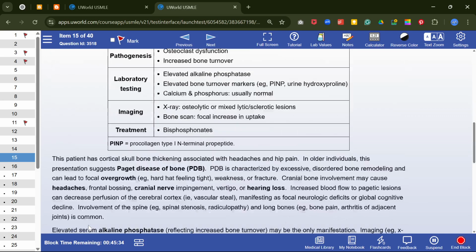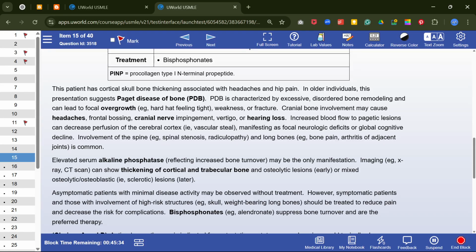Okay, it's Paget's disease of the bone. This patient has cortical skull bone thickening associated with headache and hip pain. In older individuals, this presentation suggests Paget's disease of the bone.